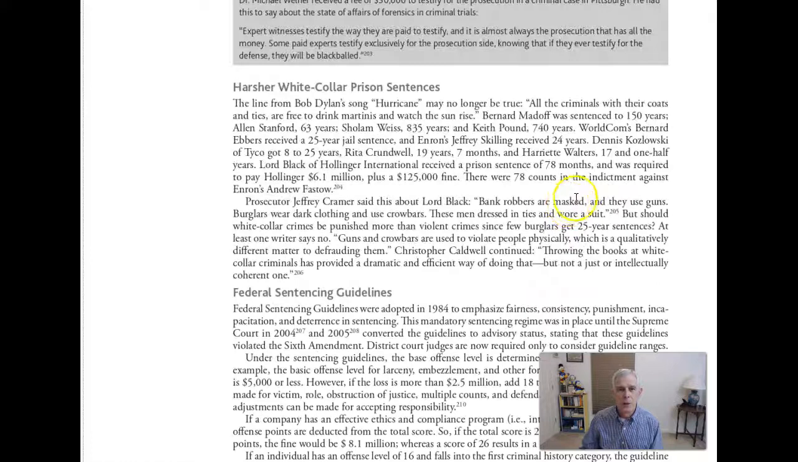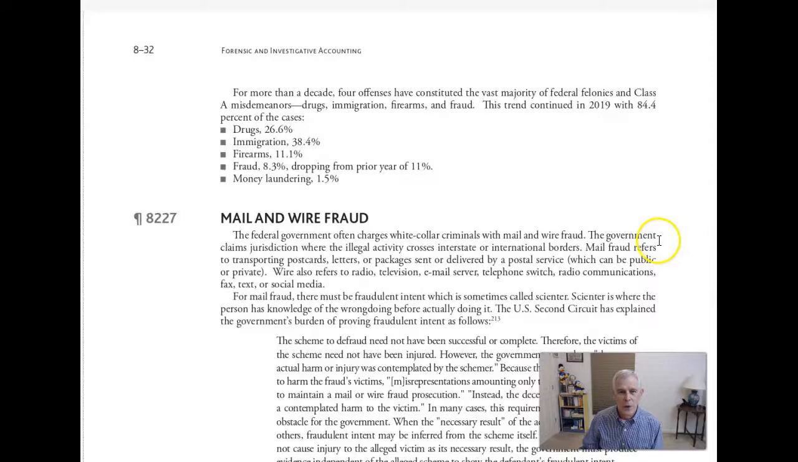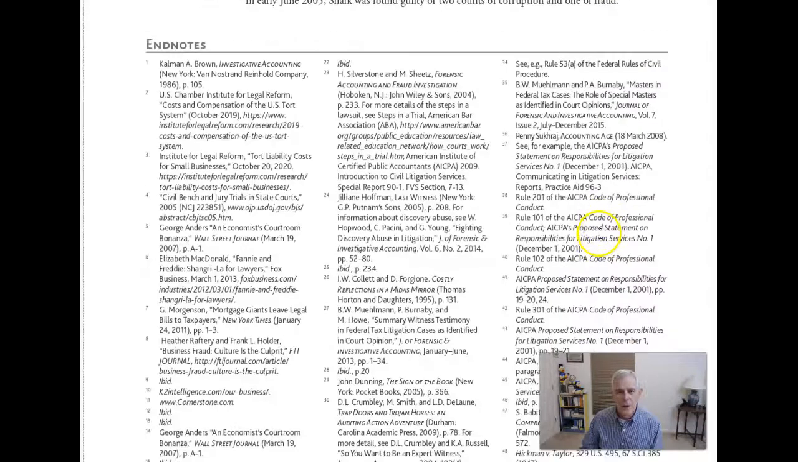I'll let you read through these white-collar prison sentences and fines and so forth. I'll let you read through this, the mail wire fraud, and then that's the end of the chapter.